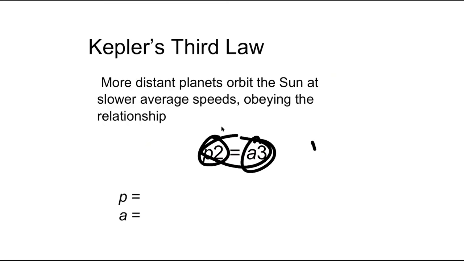Kepler's third law is P squared equals a cubed. Those should be superscripts: P squared equals a cubed. Okay, let's just define these real quickly. P is the orbital period of a planet.